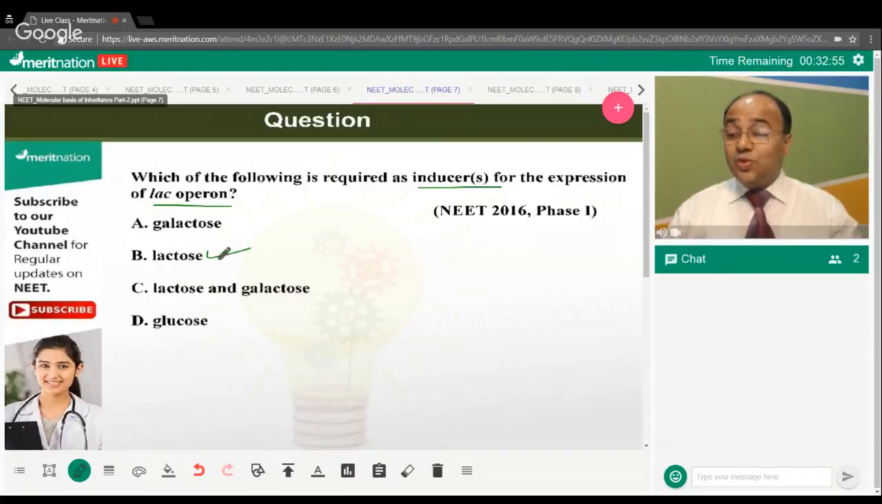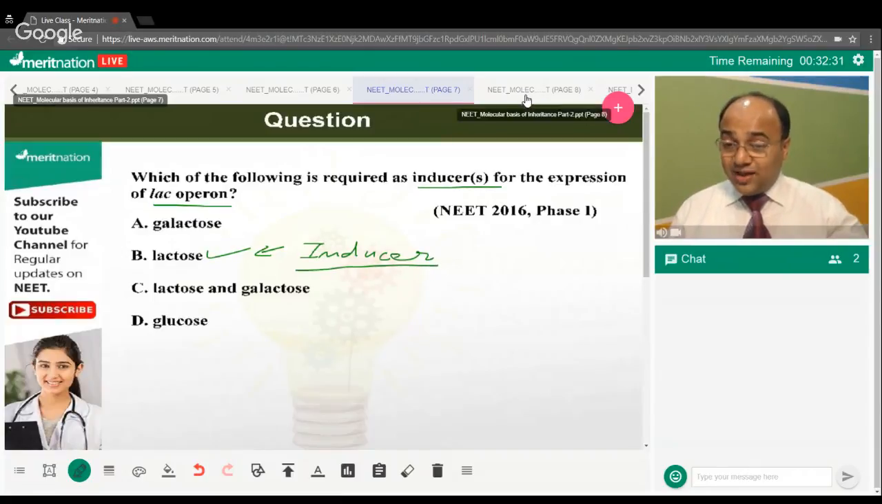Okay. So the answer is definitely lactose. The lac operon is an inducible operon, unlike the tryptophan operon, which is a repressible operon. Lactose here is an inducer, not an inhibitor, right? It binds with the repressor of the lac operon and inactivates it.